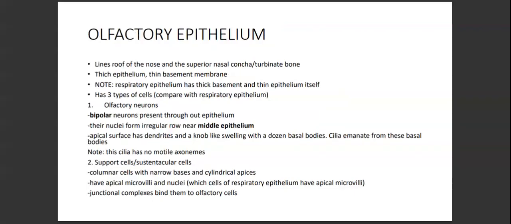We now look at the olfactory epithelium. The olfactory epithelium is found only in two places in the body. It is found in the roof of the nose and also the superior nasal concha, which you can also call the turbinate bone.